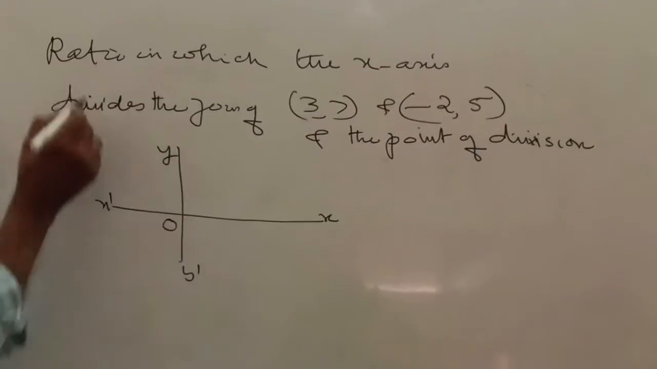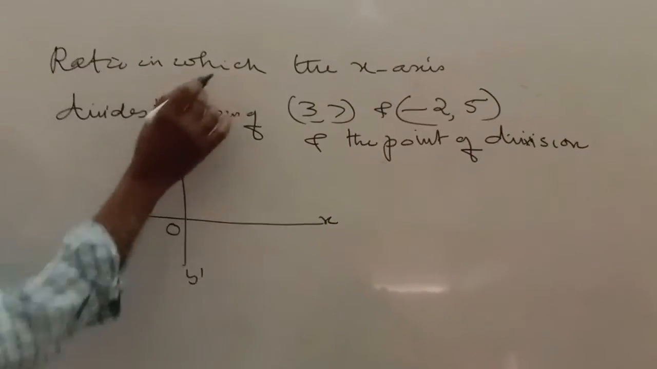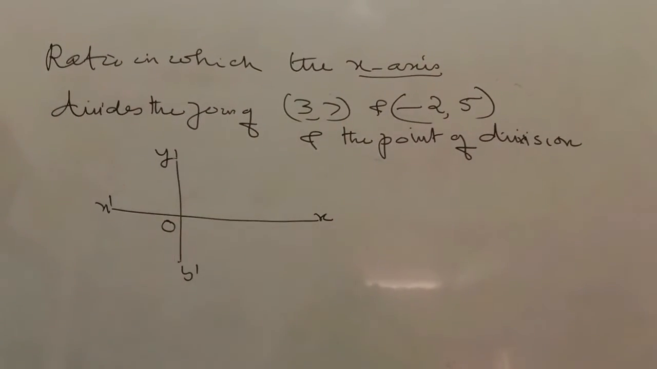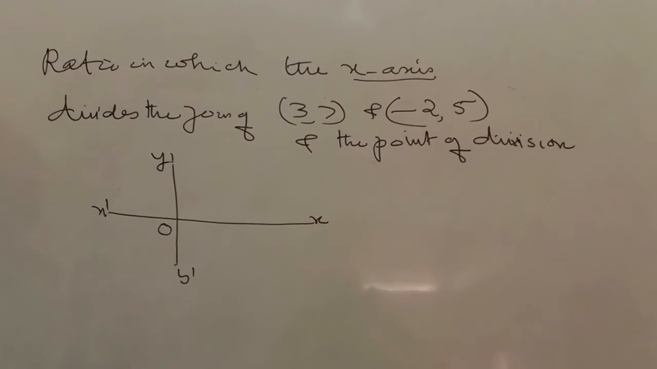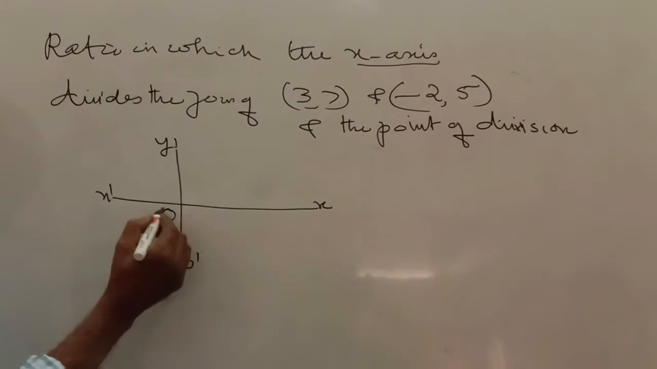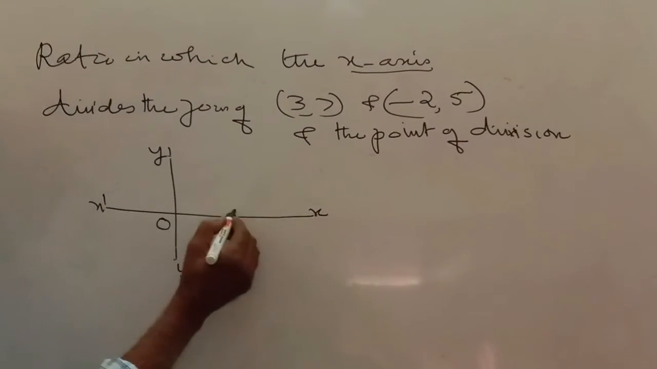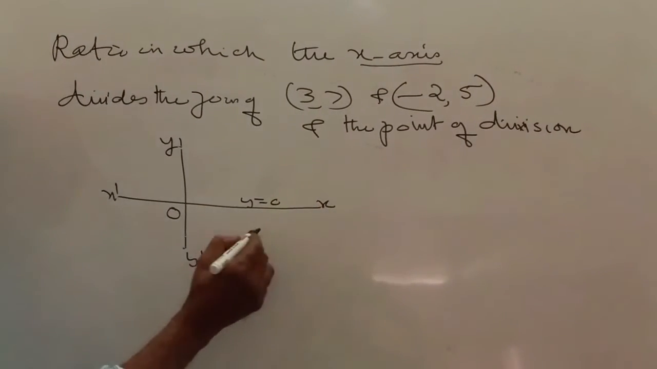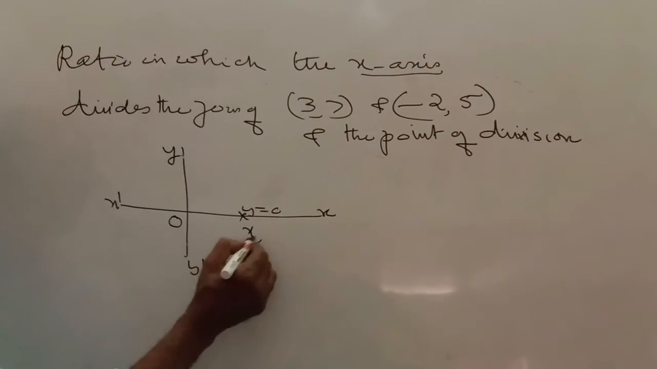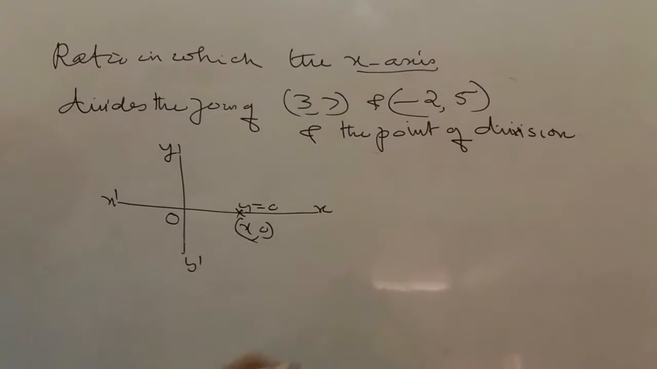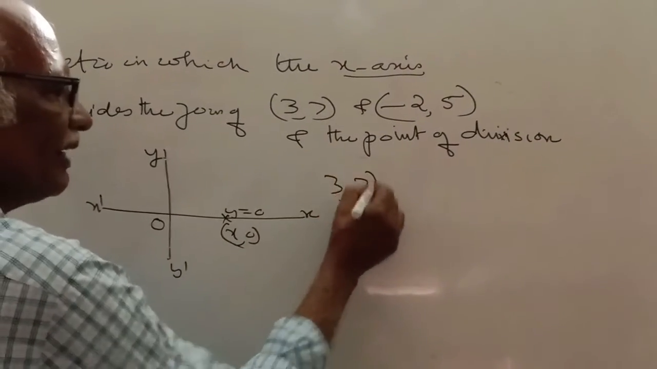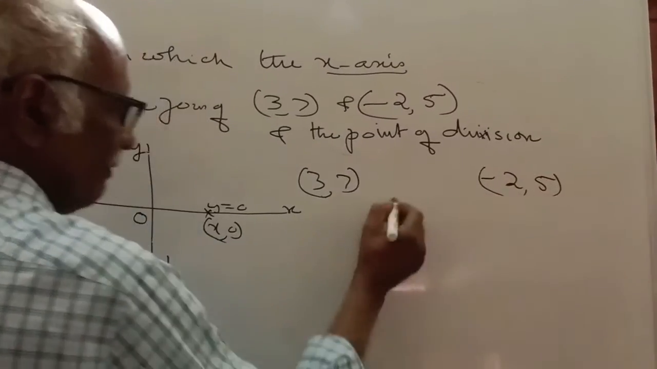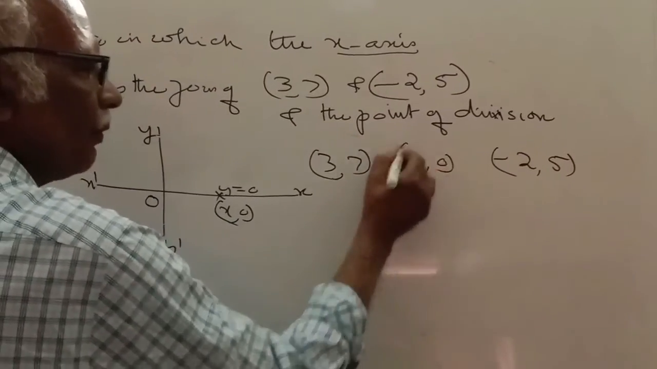And we consider a question like this. Find the ratio in which the x-axis divides the join of (3, 7) and (minus 2, 5), and what is the point of division? Now we know the x-axis means there is no y. So any point on the x-axis is of the form (x, 0). So we take the case (3, 7), (minus 2, 5) and (x, 0).